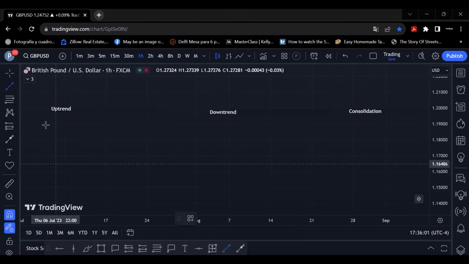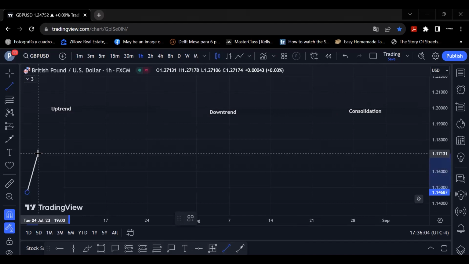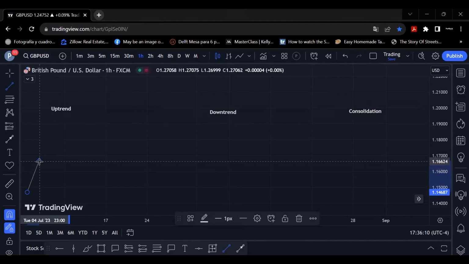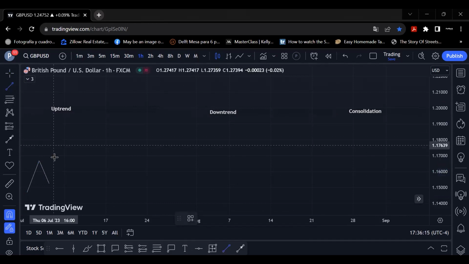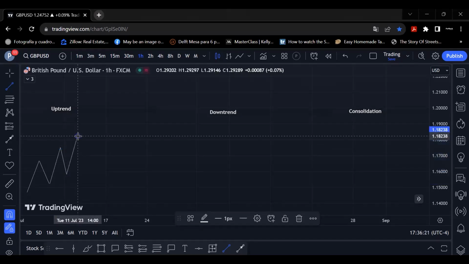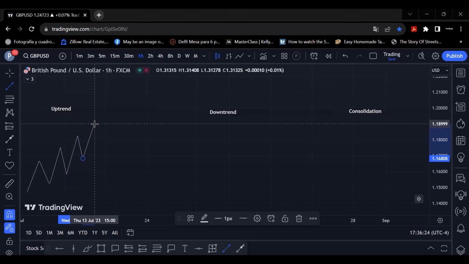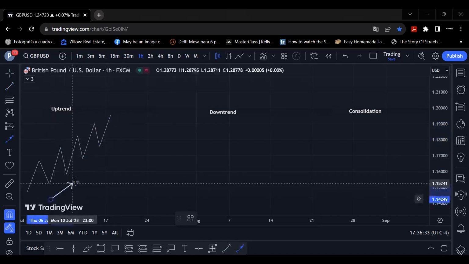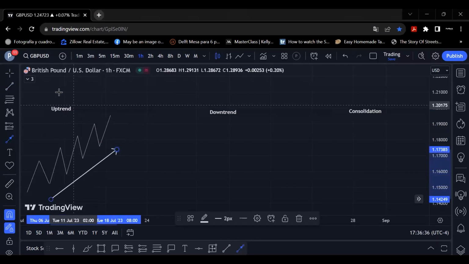In a healthy or perfect uptrend, what we would like to see is price making higher highs and higher lows. Like I said, this is when you would like to look for potential buys. Since the market is trending upwards, it is better to only look for buy setups during these types of market structures.